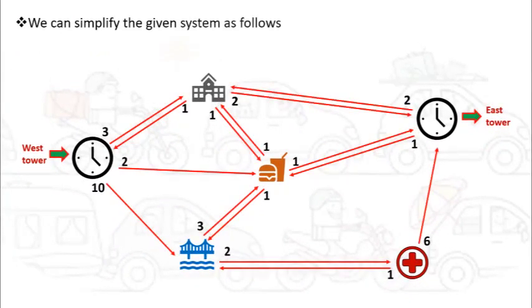As you can see here, we can illustrate this road system in this way, and we can see they have made some roads one way. That means you can only go in the given direction, but you cannot come backward through that road.